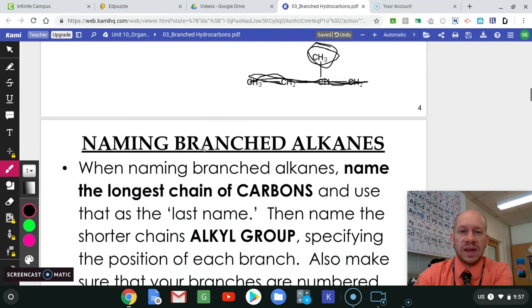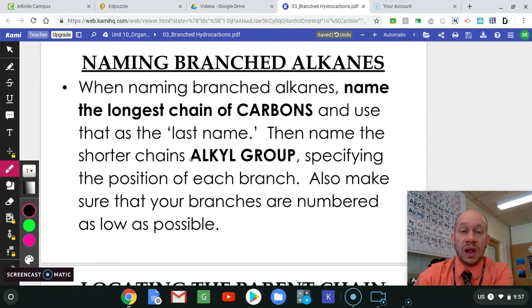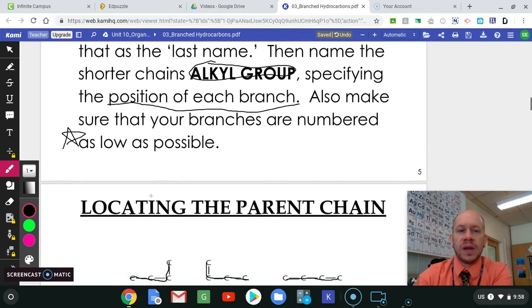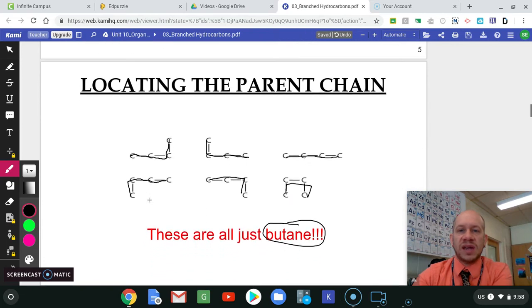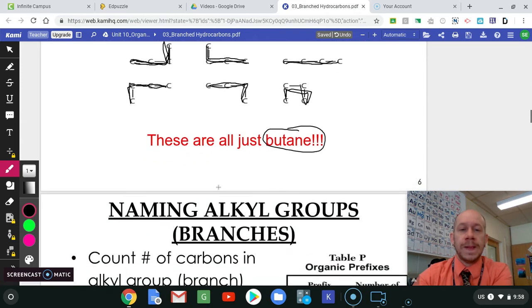When naming branched alkanes, you name the longest chain of carbons first and use that as the last name or the parent chain. Then name the shorter chains, which we call alkyl groups, specifying the position of each branch. Also, make sure that your branches are numbered as low as possible. So locating the parent chain, if you look at these setups of carbon, they're all just 4 carbons in a row, every single one. Even though I drew them sideways and crooked and bent, because they're all in one continuous chain, they're all butane.